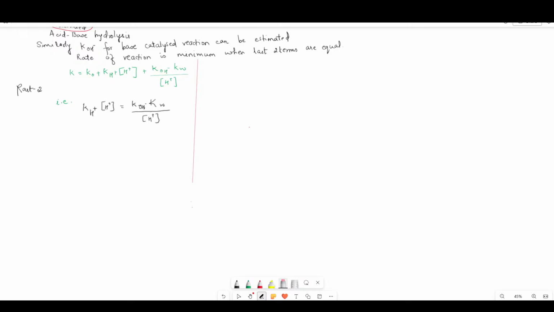Today I am continuing with the second part of acid-base catalysis. We have already done up to k = k0 + k_H+ [H+] + k_OH- Kw / [H+]. This was the equation we had earlier arrived at. Now from here, I'll be continuing as part 2.